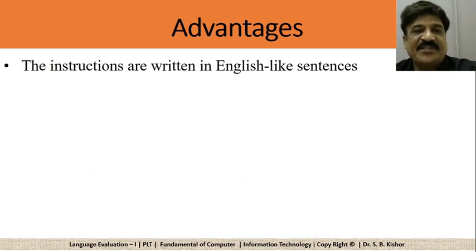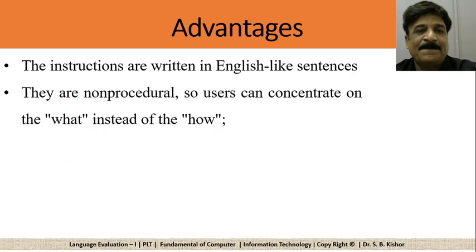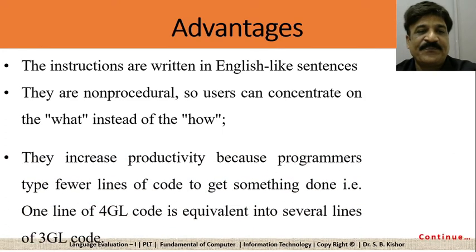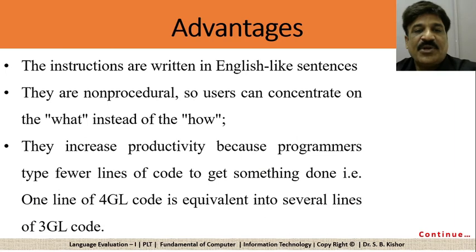Now, what are the advantages? The instructions are written in an English-like sentence. They are non-procedural. It means you don't need to write any specific procedure in order to perform your job. You simply concentrate on what you need to do rather than how to do it. They increase productivity because programmers type fewer lines of code to get something done. That is, one line of 4GL code is equivalent to several lines of your third generation language.